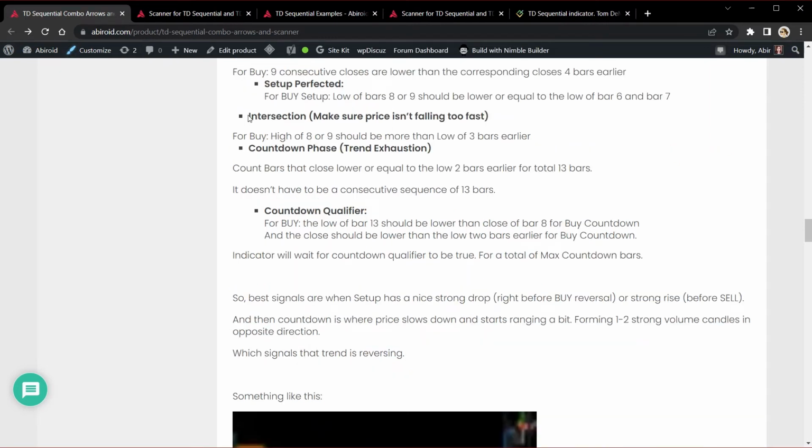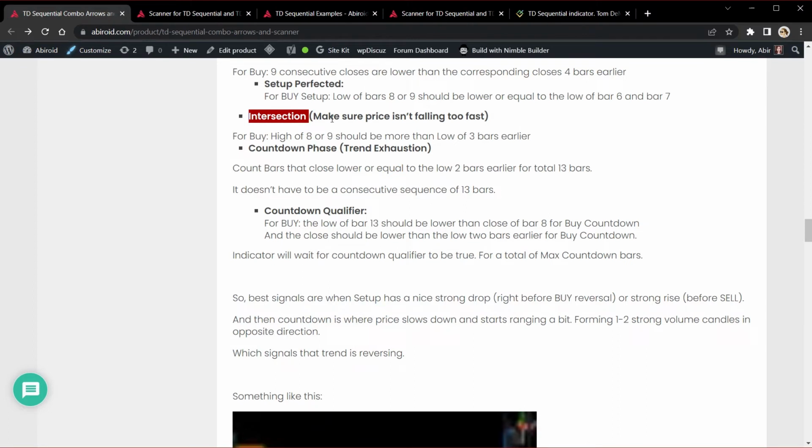And next we have the intersection. Sometimes if price is falling too fast, even after the signal, price might continue to go down, which is why after the setup, it is a good idea to look for intersection. Intersection means that suppose a buy setup is ongoing, meaning price is falling down. In that case, for just a few bars, like on bar 8 and bar 9, price should slightly start to consolidate a little bit, maybe even go higher. So the high of 8 or 9 should be more than the low 3 bars earlier. In that case, it is considered an intersection.